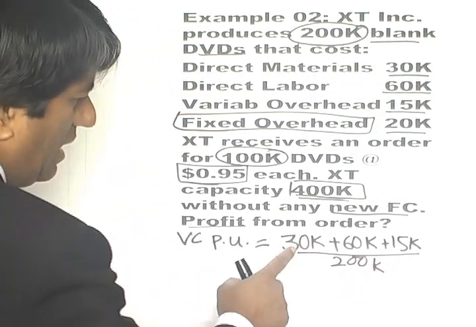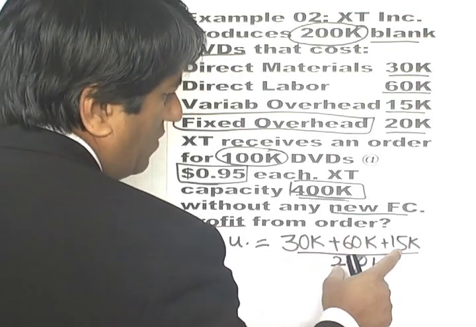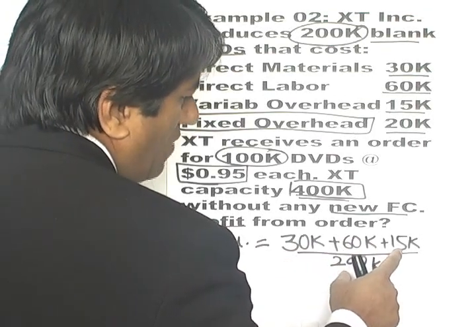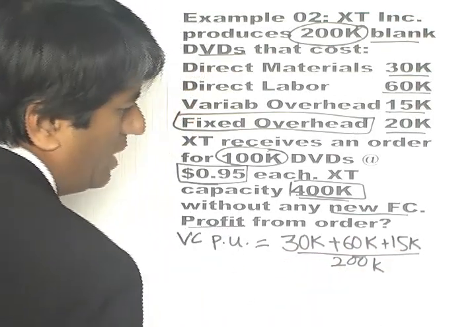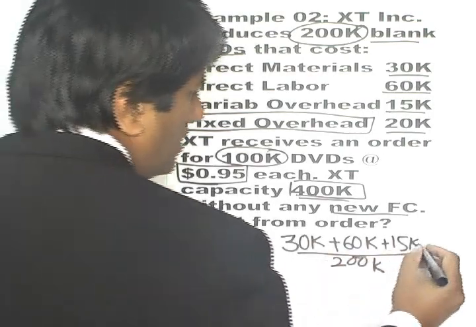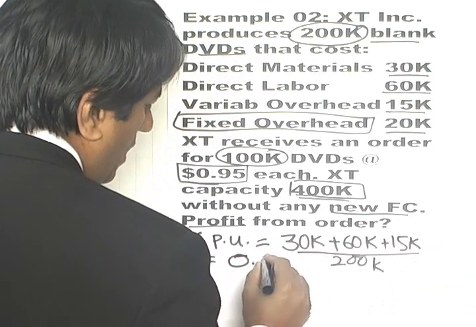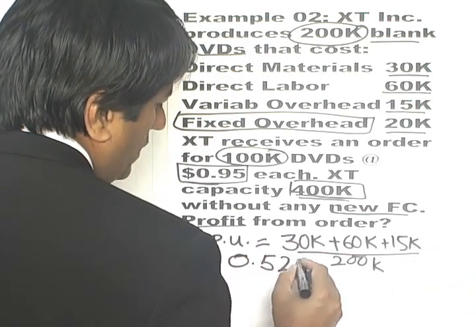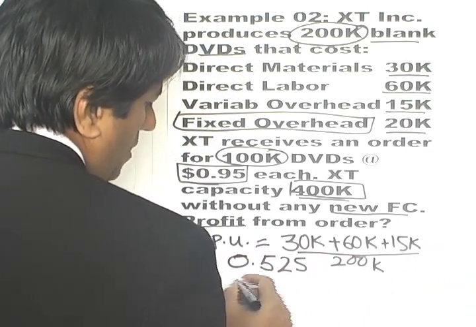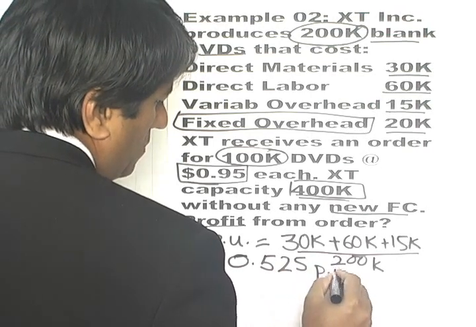So this will be 30 plus 60 is 90 plus 15 is 105. So 105,000 divided by 200,000 is equal to 52.5 cents per unit.